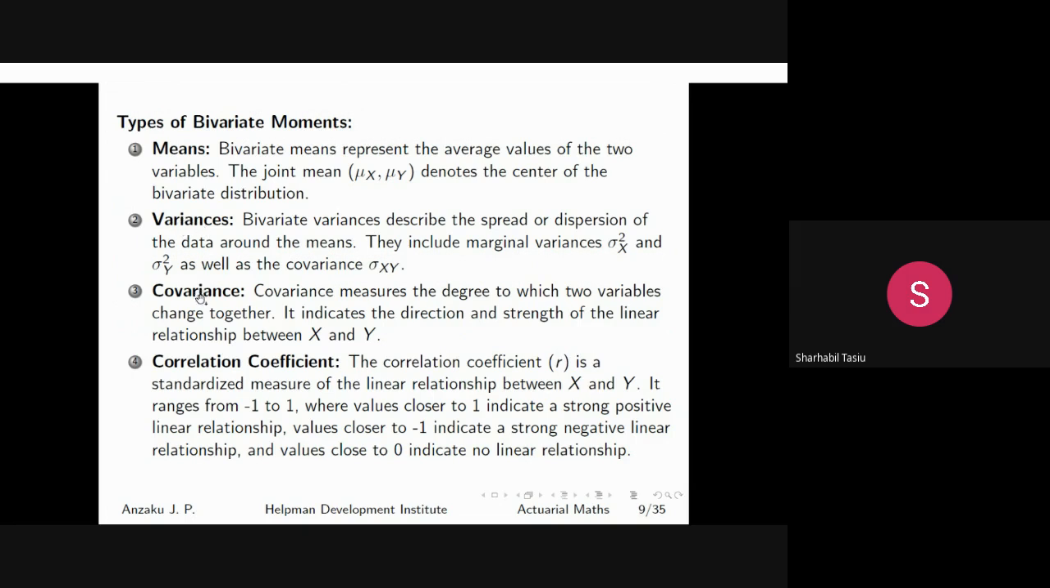We have covariance, which is another moment. We have correlation, which is another moment. And so on. So the correlation coefficient, usually denoted by small letter r, or the Greek letter rho, is a standardized measure of the linear relationship between x and y. Now, it ranges from -1 to +1.